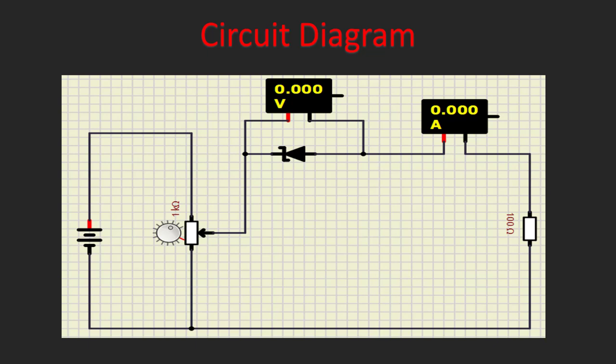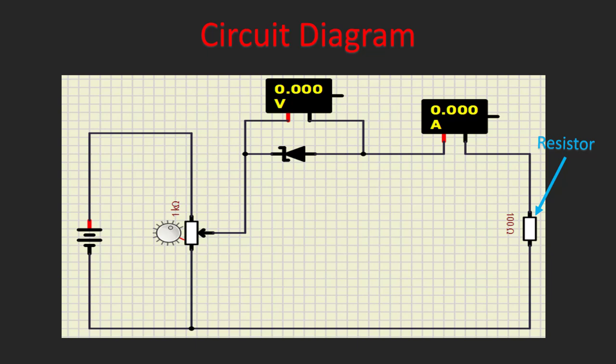So here we have the components. The first component is the power supply, a DC power supply. Then we have the potentiometer to vary the voltage across the circuit. Then we have the ammeter to measure the current flowing through the circuit. Then we have the voltmeter to measure the voltage across the Zener diode. Then we have the Zener diode itself and a series resistor. So these are the different components we'll be using.